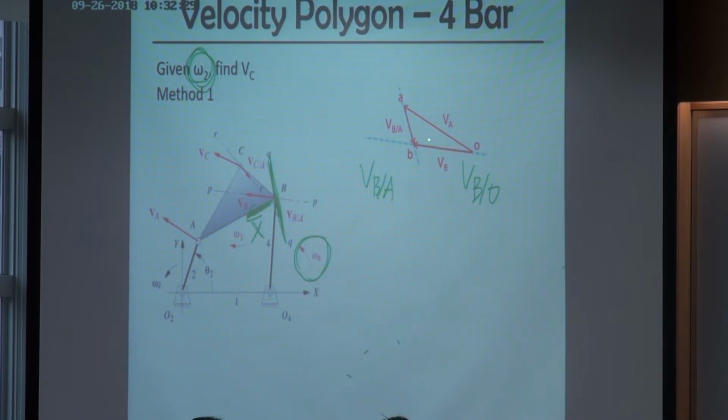Can we find omega 4 by current result? Right now, we already know VB. What's the relationship between VB and omega 4? VB is basically omega 4 times the length O4B. Right? So if I measure the length of O4B and I divide VB by O4B, I can get omega 4.